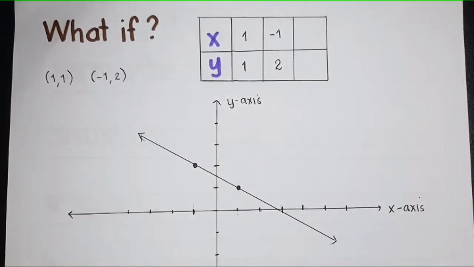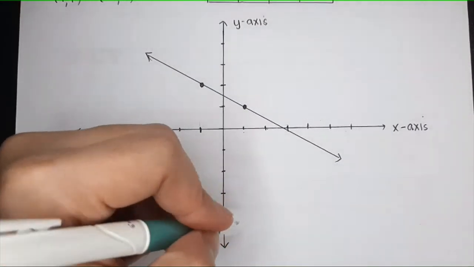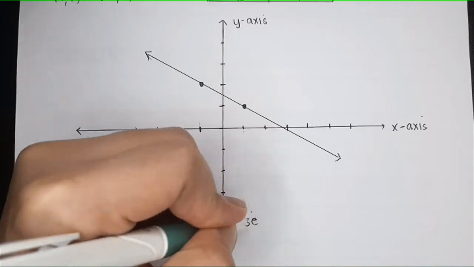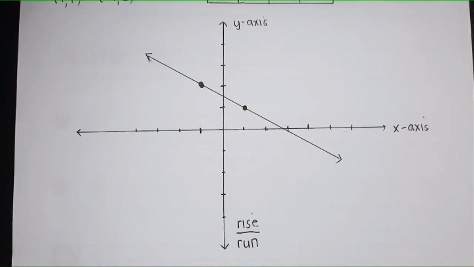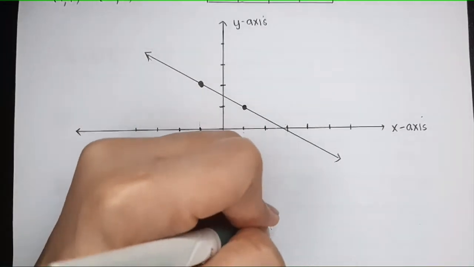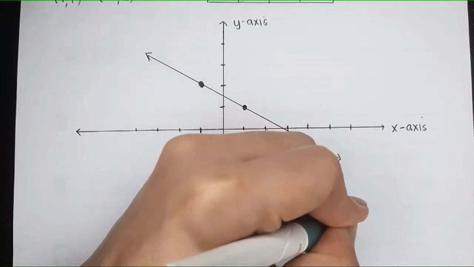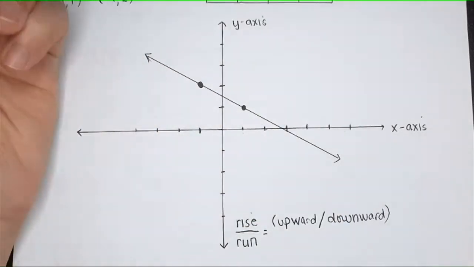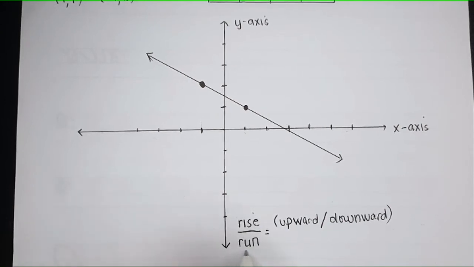Ganito lang yon. Let me introduce the rise over run technique. Okay? So, here. So, let me write here, rise over run. So, anong ibig sabihin ng rise over run? Okay. Yung rise, this refers to the upward or downward movement of a point. While yung run, this refers to the right or left movement of a point.